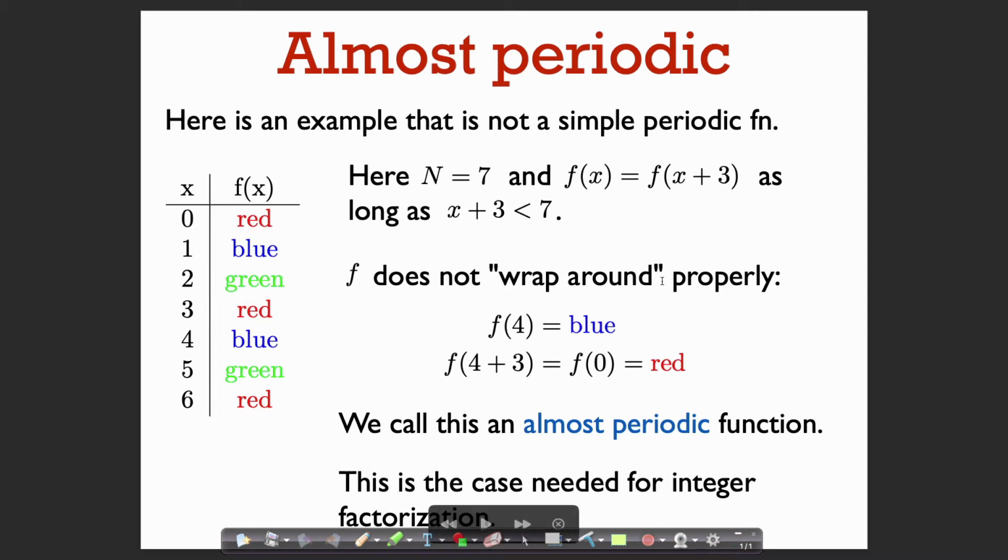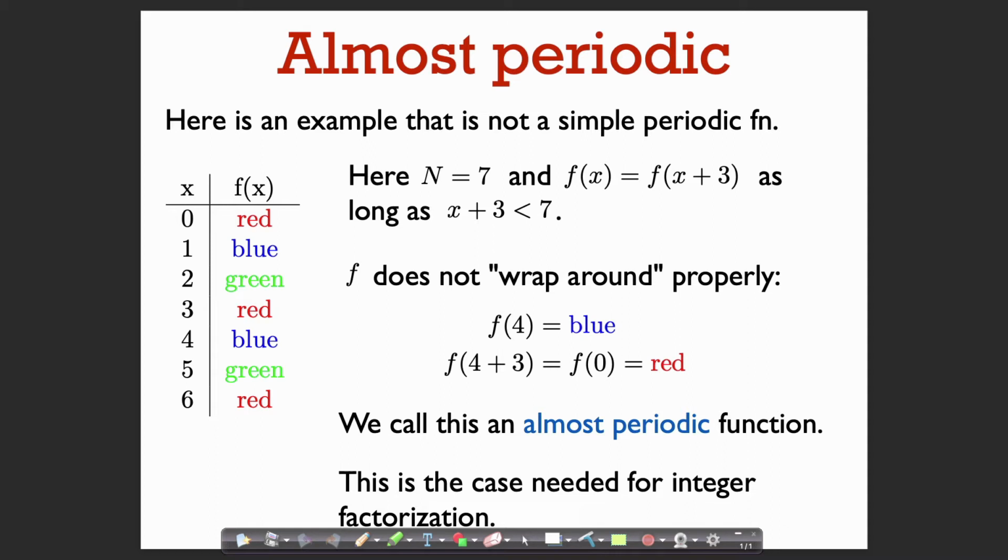Okay, so basically the issue is this wrapping around. So in this case, f does satisfy that f of x is equal to f of x plus 3, as long as you don't wrap around. So as long as x plus 3 is strictly less than 7. Okay, so a function with this property, and also still the property that f of 0, f of 1, up through f of s minus 1 are all distinct, we call such a function an almost periodic function. Okay, and this is the case that will actually be needed for the application to integer factorization.